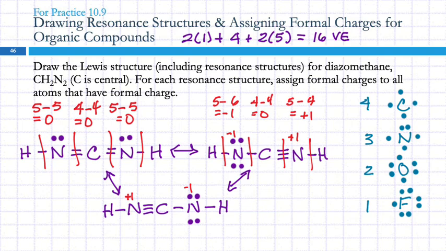So on the worksheet, you will be drawing Lewis structures for molecular compounds and polyatomic ions. You will be identifying which of them have resonance structures and how many. You don't have to draw them all, just the one. And then you're going to be assigning formal charges.